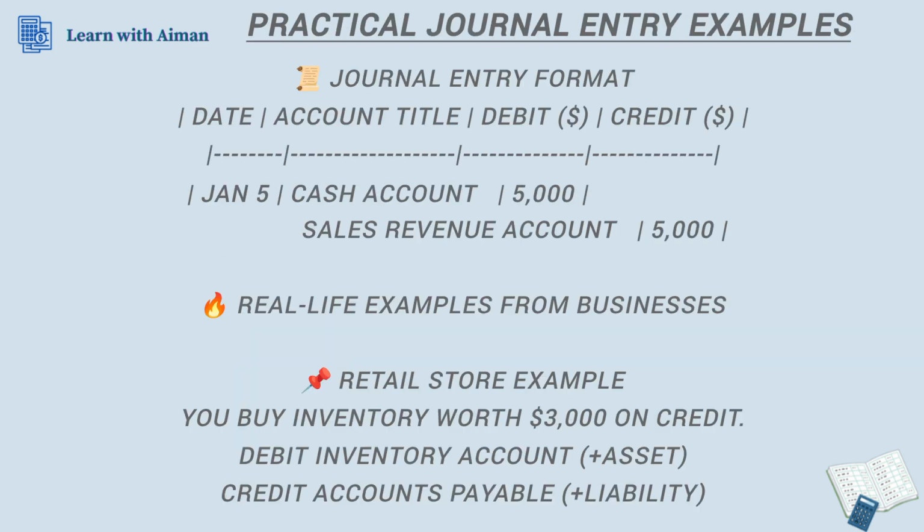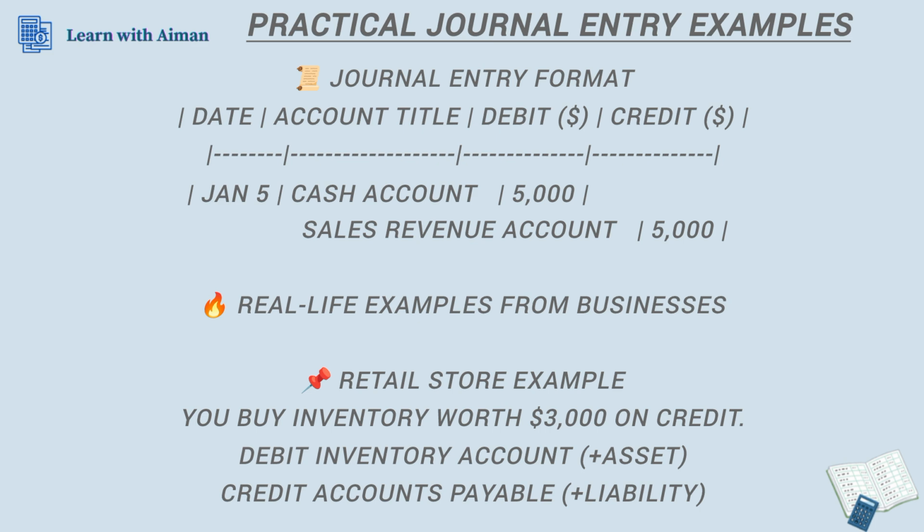Practical journal entry. Example: journal entry format: date, account title or details, debit and credit. Here in this journal, we are taking an example of receiving sales revenue. So we are receiving sales revenue and we credit it, and because of the sales revenue received, our cash is increasing, so we debit our cash.